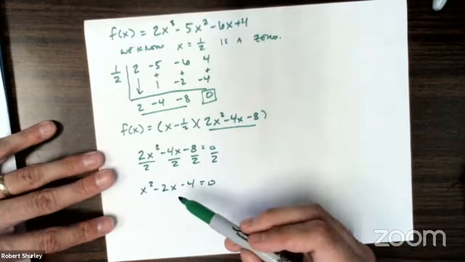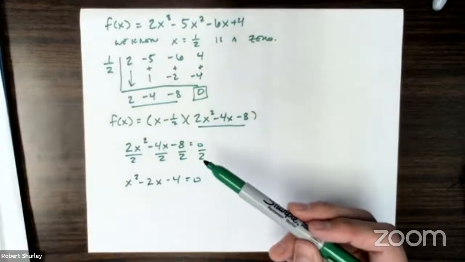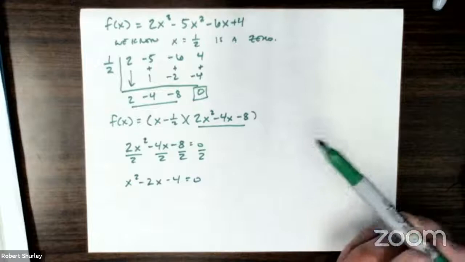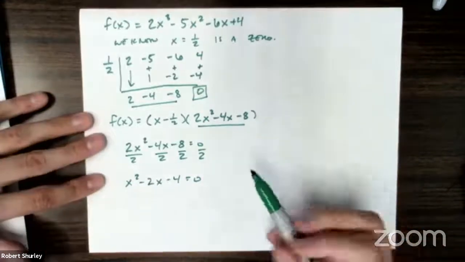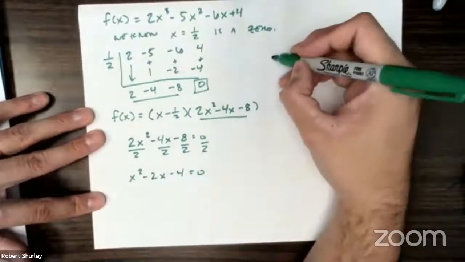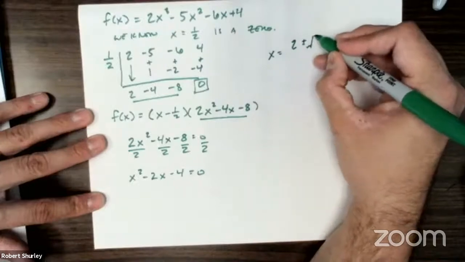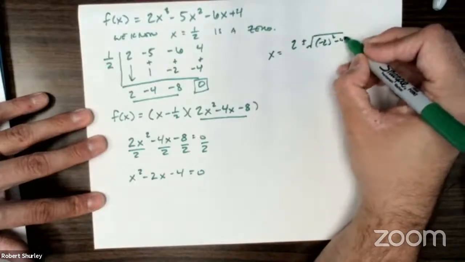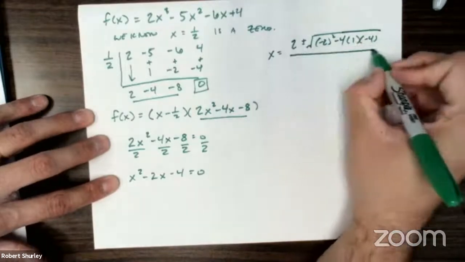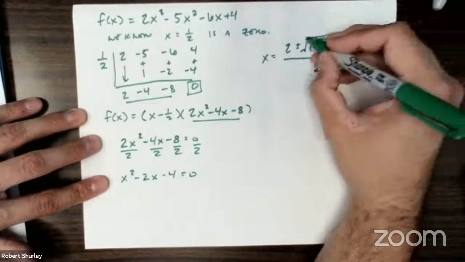This doesn't factor. It kind of looks like it does, but it doesn't. -4, that's either -2 times 2, which adds up to 0, or like 4 times 1 or -1 or -4 times 1. None of those add up to -2. I'm going to have to use the quadratic formula on this one. So I'm going to go over here and just do the quadratic. So x equals -b plus or minus the square root of b squared minus 4 times a times c, all over 2 times a.